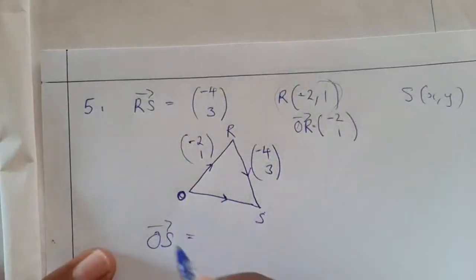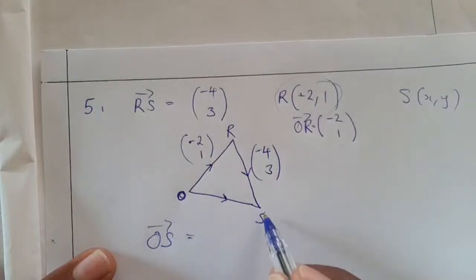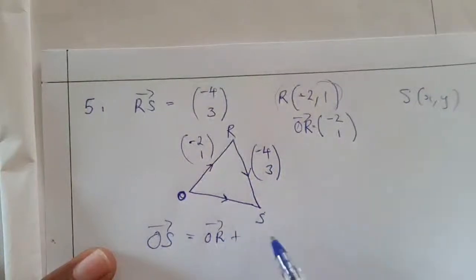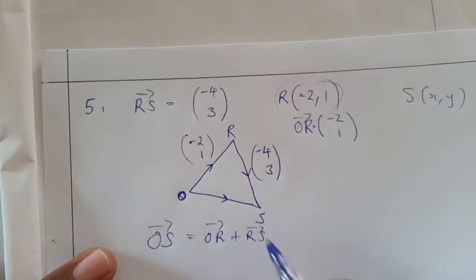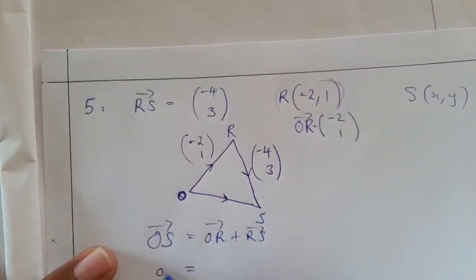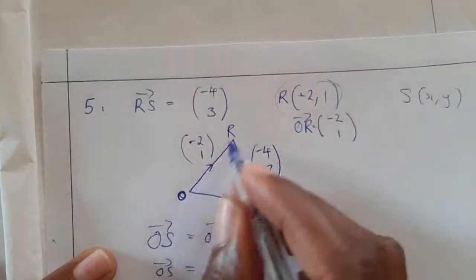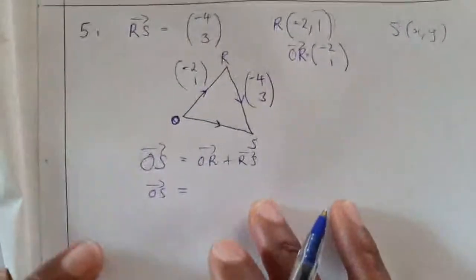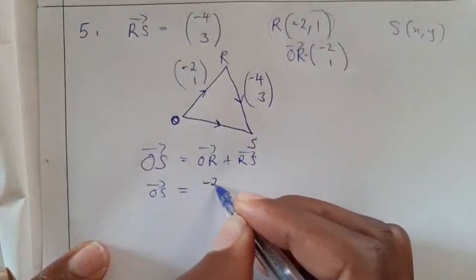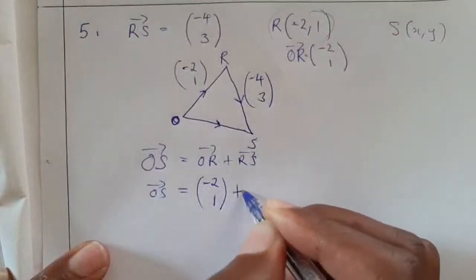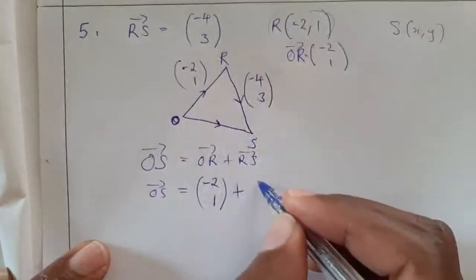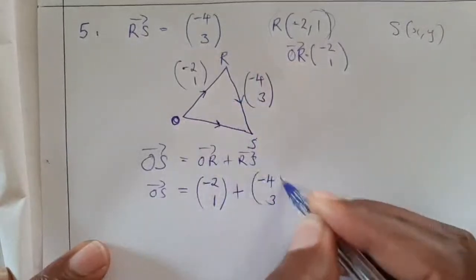All right, so OS. Okay, so we're going to go OR, plus RS. This is how we're going to go. So our vector OS will be OR, which is positive because we are going in the same direction as the arrow, so it will be -2, 1, plus RS, which also will be positive since we are going in the same direction as the arrow, so -4 and 3.